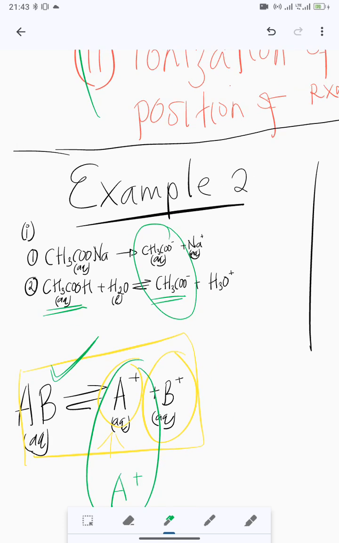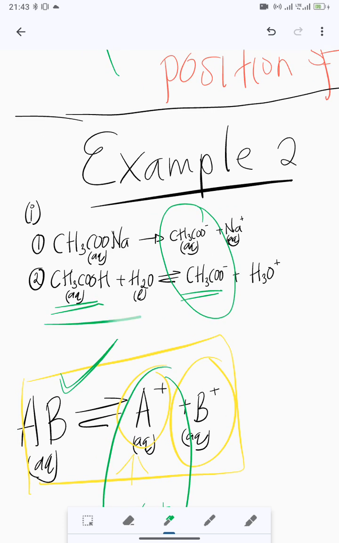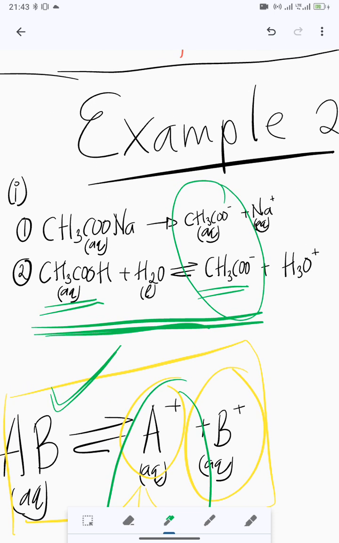So now, where will the equilibrium shift from here? Where will the equilibrium shift from here? Now, it's simple. The equilibrium will shift to the left, right? Why will the equilibrium shift to the left here? Because it's simple. Because the ionization of this is suppressed.